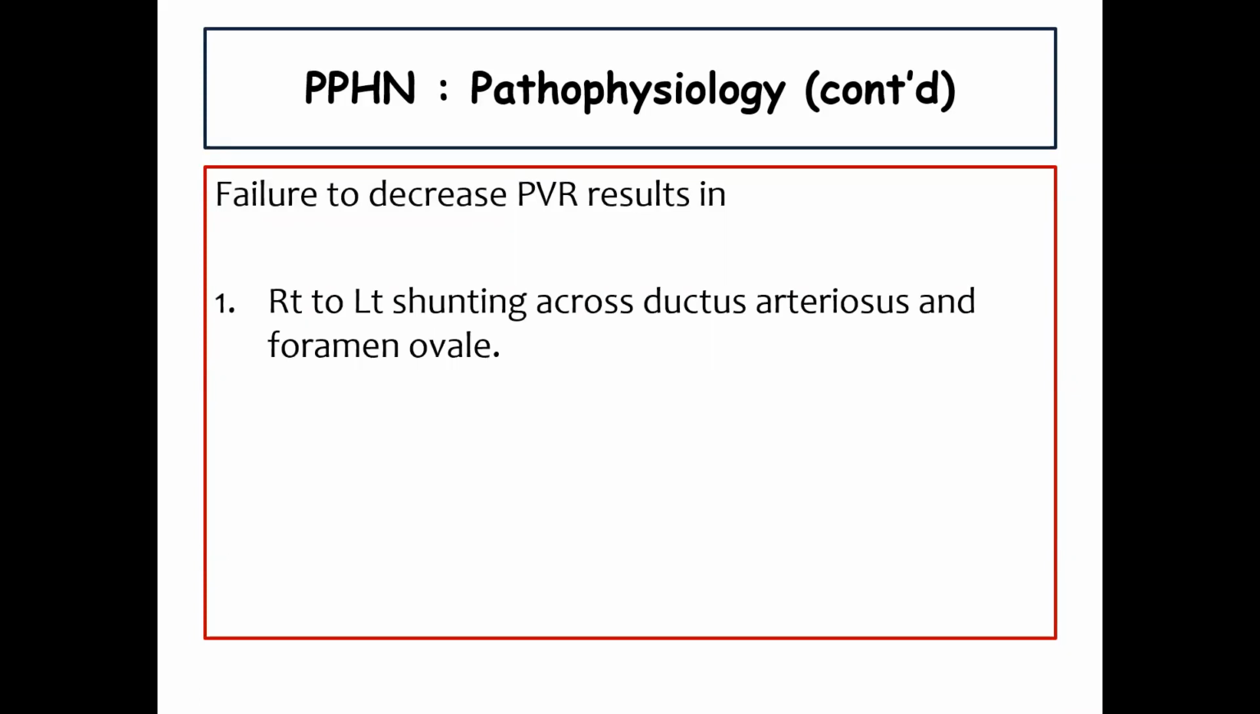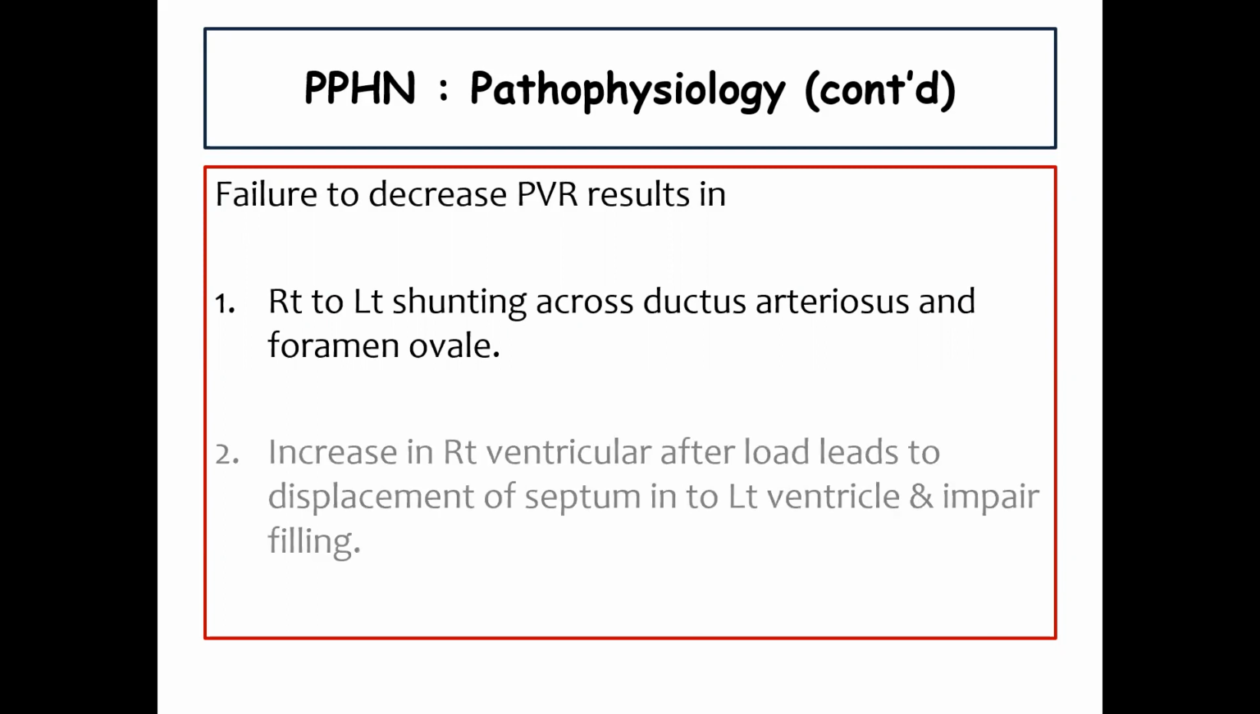So these changes result in the following aberrations in the postnatal circulation. Once there is failure of the pulmonary vascular resistance to fall, we continue to see right to left shunt across the shunts, the ductus arteriosus and the foramen ovale. So the pulmonary blood flow, instead of directly flowing into the lungs, the flow from the ductus can continue to happen in the right to left direction, resulting in shunting of blood from the pulmonary artery into the aorta.